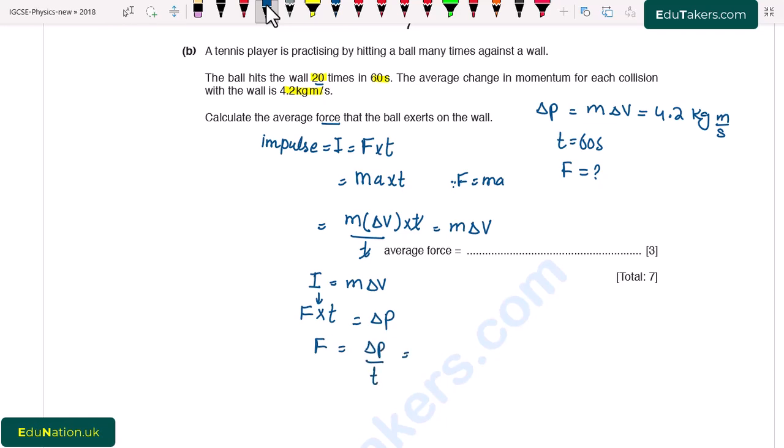So delta P is given as 4.2 and time is 60 seconds. And there is also 20, that is, the ball hits the wall 20 times. So I multiply it with 20. So the average force comes to be 1.4 Newton. I write here average force is equal to 1.4 Newton.